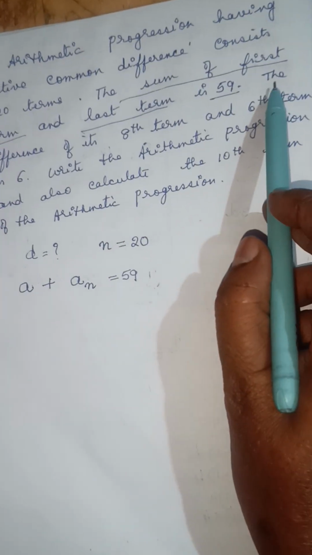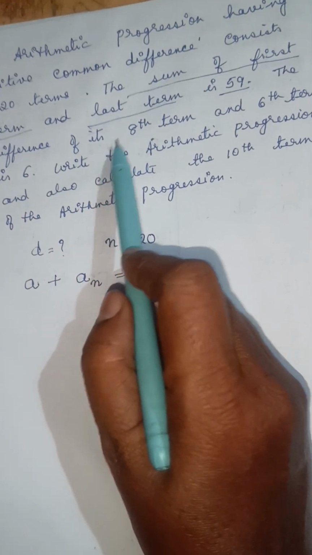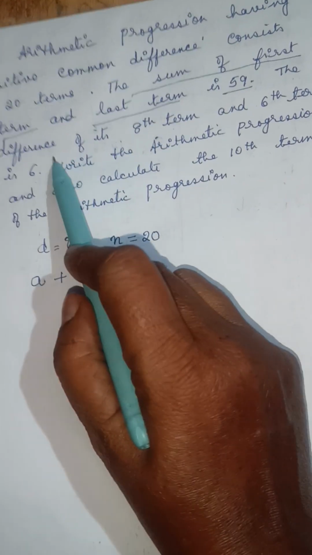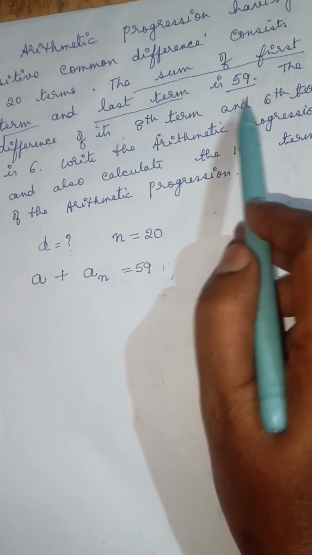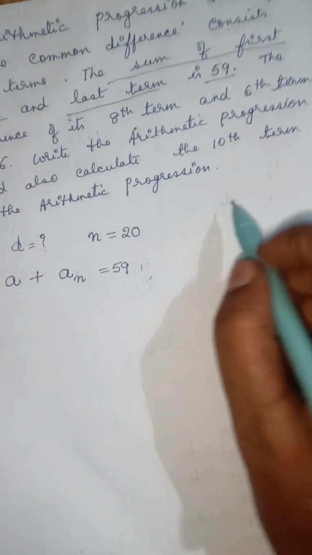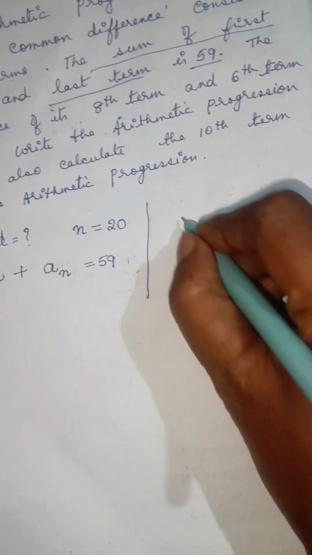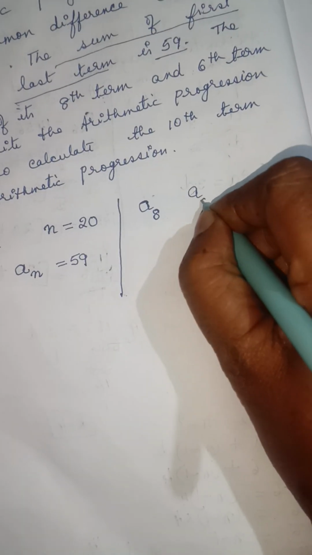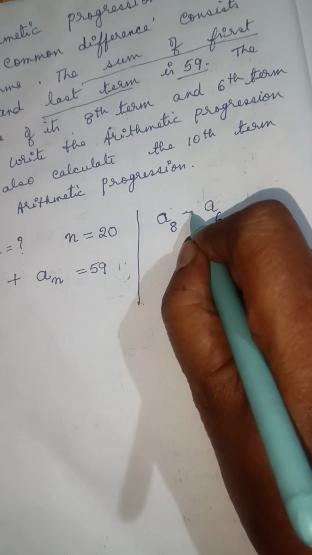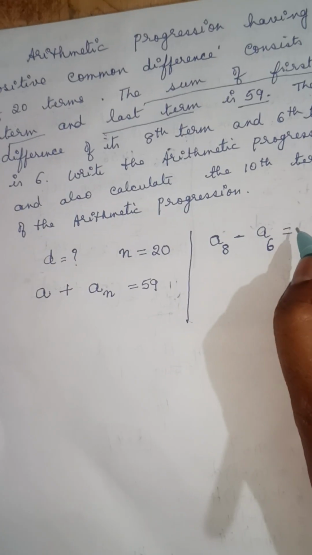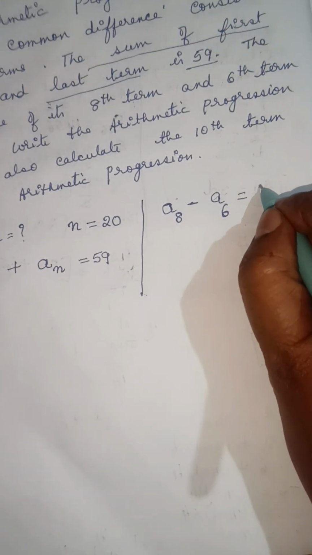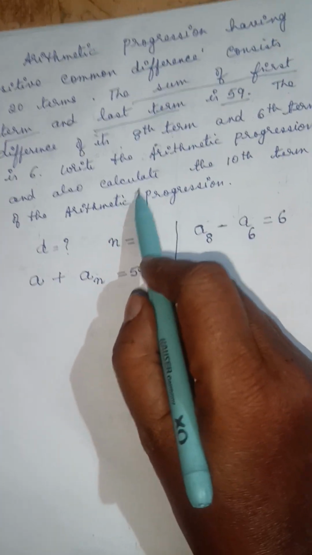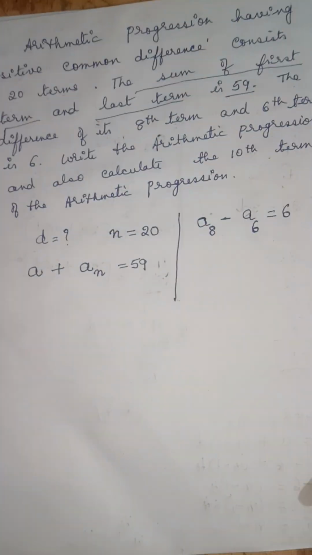They have told us in the next sentence that the difference of its 8th term and 6th term is 6. The 8th term is denoted by A8, the 6th term is denoted by A6, so their difference is equal to 6. Write the AP. You are supposed to write the AP. Calculate the 10th term of the AP.